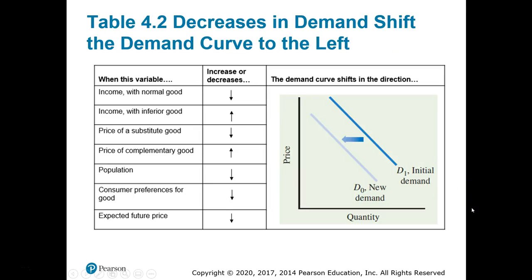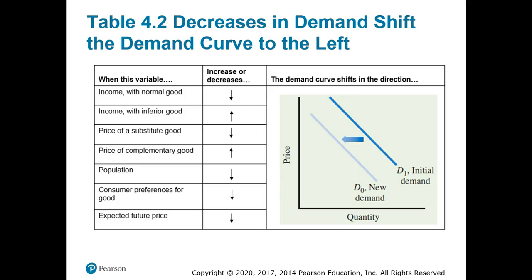What decreases? The exact opposite. Everything I said before that shifted it to the right put a negative effect to it. I lost money. I'm not going to buy normal goods. I lost money. I'm going to buy more non-name brands. The price of substitutes went down. I'd rather go buy that other. I'll take the substitute. The price of complementary goods, I don't want it anymore. I can't deal with it anymore.